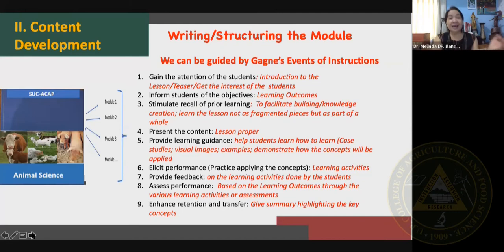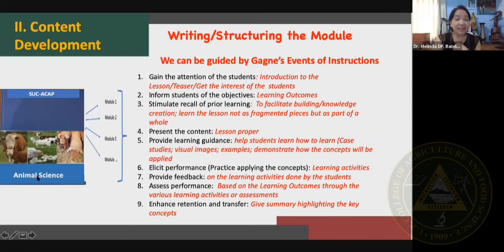So balikan ninyo lang, go back to how you are teaching in the face-to-face classes, di ba? And then you can find the things that you are doing in your face-to-face classes in these events of instruction outlined here. So yung una, the only difference now is instead of us talking in front of our students, we will now be writing it. Okay? If what you want to produce is something like this, no?